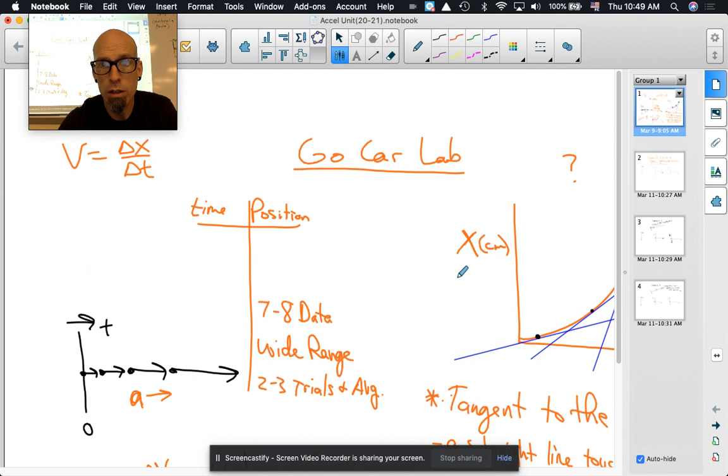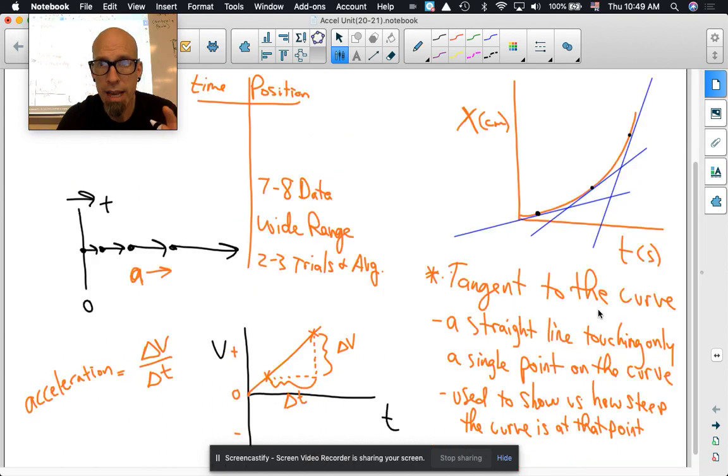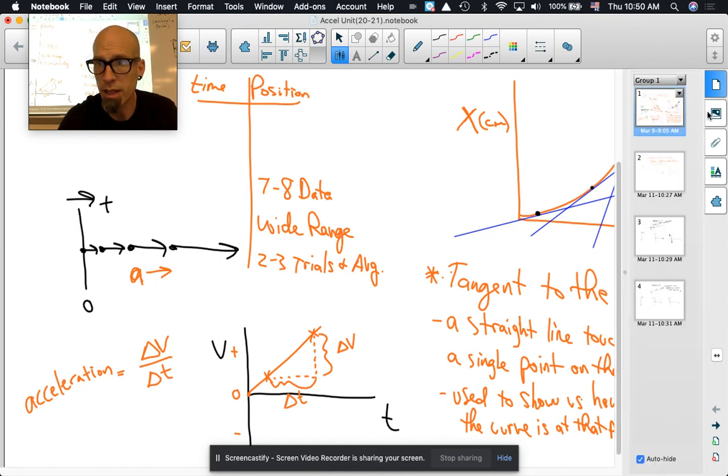So what the motion detector gave us when we set it up was an up curve. It gave us a VT graph that had a positive constant slope, and it confirmed what we had supposed was going to be the case.